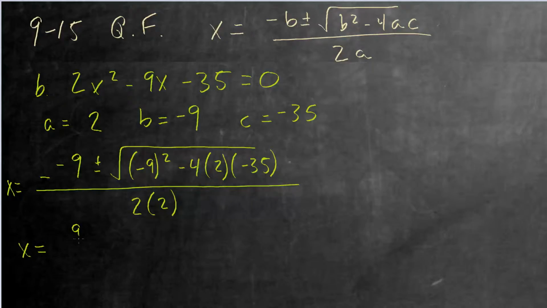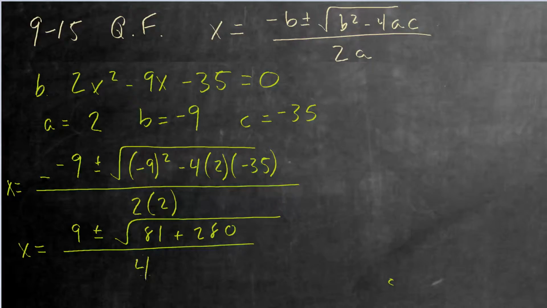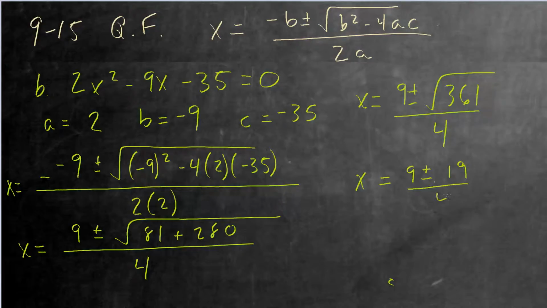Negative 9. Let's call that 9. Plus or minus 81 plus, because I've got the negative 4 times 2 times negative 35, plus 280 divided by 4. 2 more steps, I think. X equals 9 plus or minus square root of 361 over 4. Checking the square root of 361, x equals 9 plus or minus 19 over 4.